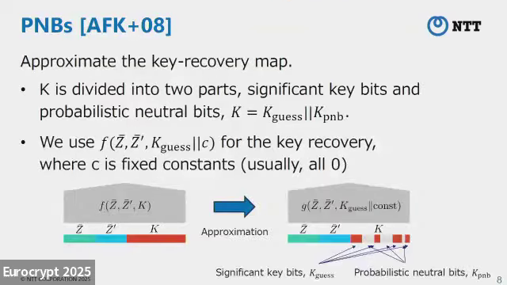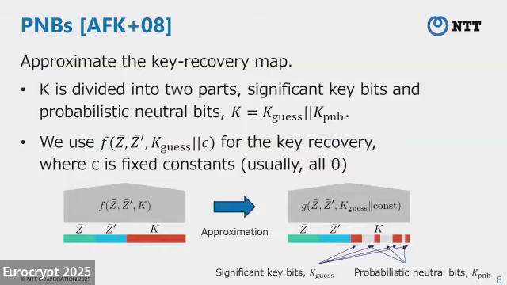So PNB's technique is very nice. The concept is approximation of the key recovery function. The original key recovery function, of course, uses output Z and Z prime and also everything of the secret key K. But after approximation, we only use a part of the key. But how to do it?